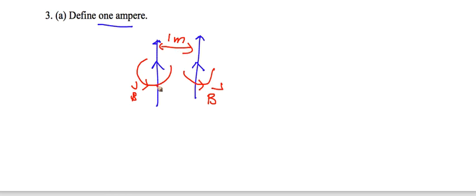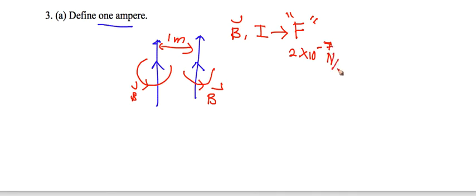in empty space free of other magnetic fields, causes a force, because we have a combination of magnetic field B and the current I, producing a force F, which is exactly equal to 2 exponent minus 7 Newton per meter on each conductor or wire. So this is the definition of 1 ampere.